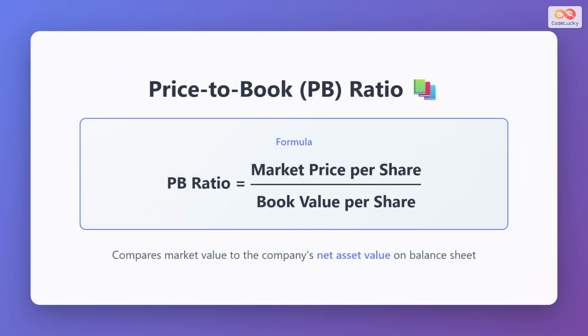The price-to-book ratio, or P/B ratio, compares a company's market value to its accounting value. The formula divides the market price per share by the book value per share. Book value represents the company's net asset value as recorded on the balance sheet. It's calculated by taking total assets minus total liabilities. This ratio essentially tells you how much the market values the company compared to what the company's assets are worth on paper.